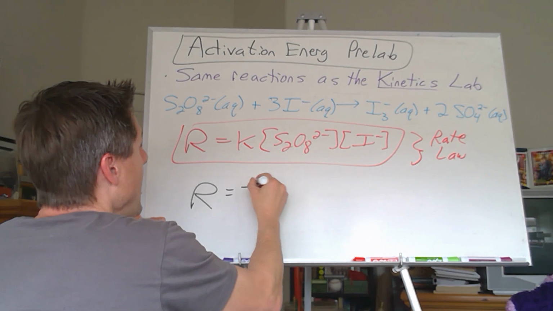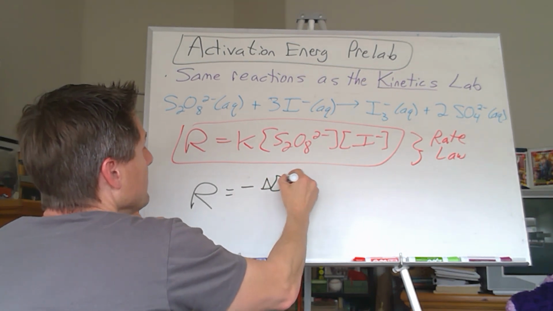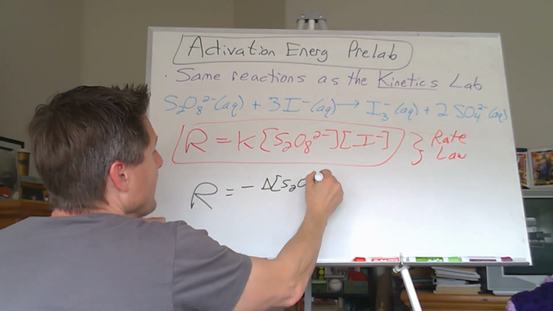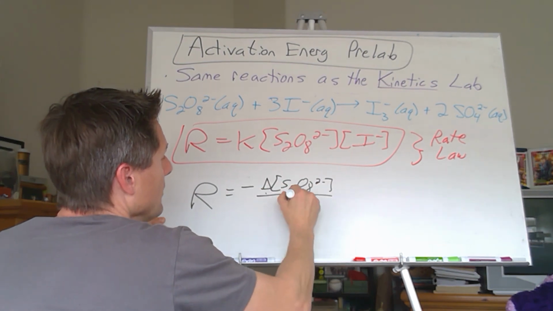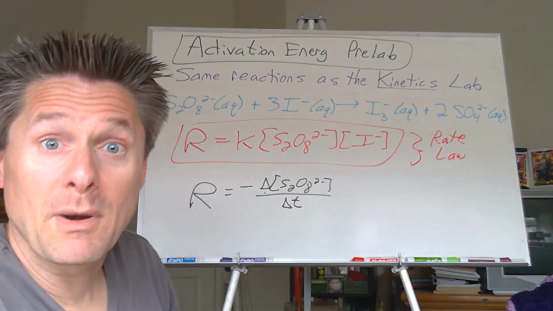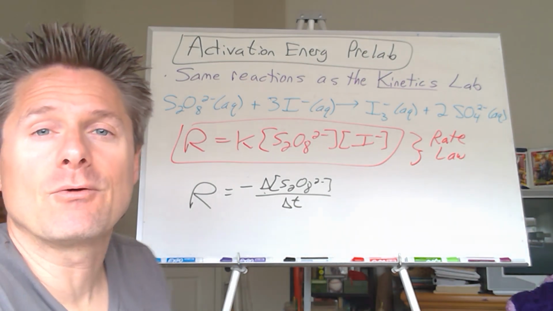So that'll be the loss, or the negative of the change in the peroxydisulfate ion concentration over the change in time. Remember, we did that for the kinetics lab, how to calculate the rates.